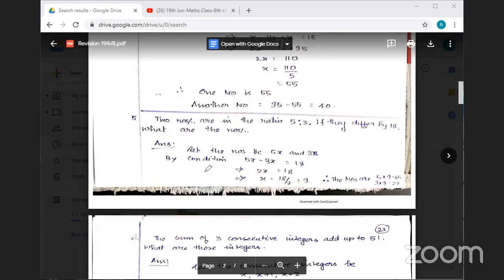What you have to do? Substitute this value of x in the 5x and 3x. Therefore, one number is 5x, means 5 into 9 is equal to 45. Another number is 3x, 3 into 9 is equal to 27. Are you getting this point? Yes, sir.